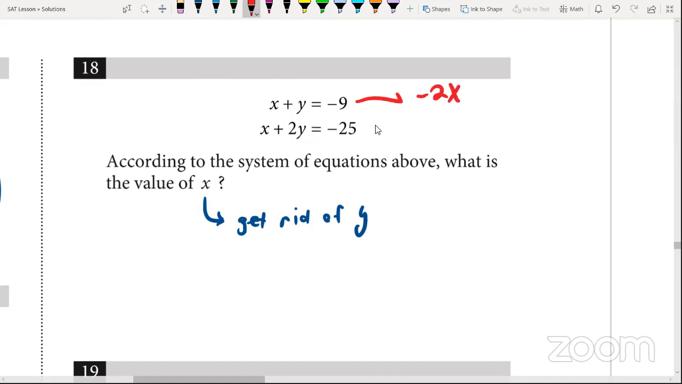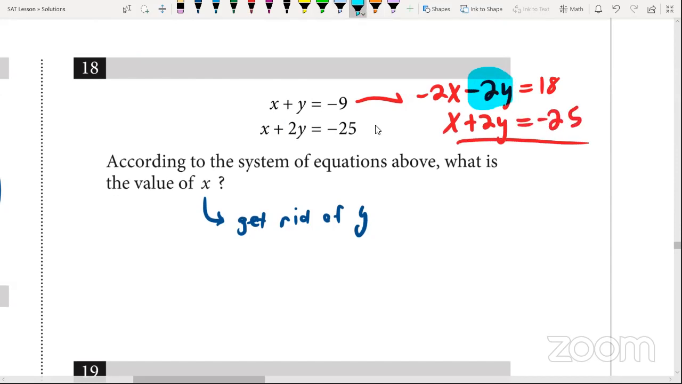Multiplying everything by -2 on the top, -2x minus 2y equals +18. And on the bottom, x plus 2y equals -25. So now we have what we want: -2y and +2y. -2x plus x is -x, and 18 minus 25 is -7, so x equals 7. And like we said, we're done on number 18 with as minimal work as possible.